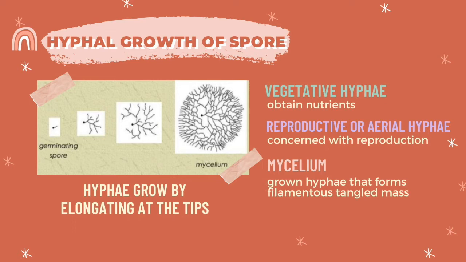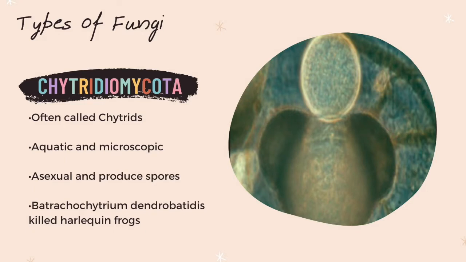Now let us discuss the types or groups of fungi. The first one is Chytridiomycota, which is often called chytrids. Chytrids, the organisms found in Chytridiomycota, are usually aquatic and microscopic. They are usually asexual and produce spores that move around using flagella, which are small tail-like appendages. One example is the chytrid Batrachochytrium dendrobatidis, which can cause a fungal infection in frogs by burrowing under their skin, and it has recently devastated populations of harlequin frogs, killing off two-thirds of them in Central and South America.